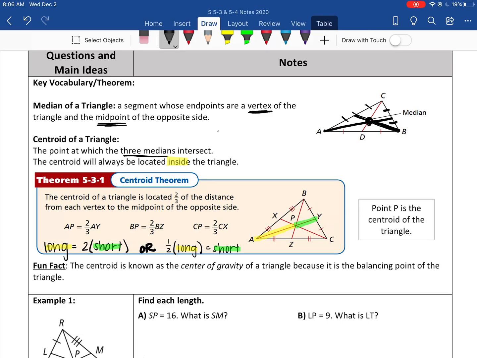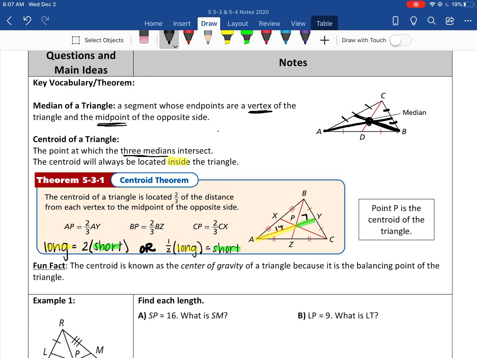So let's say we know that AP is 10. Well, I know that half of the long piece is equal to the short piece. That means the short piece is 5. And then vice versa, if I know that this short piece, let's say, is 7, then I know my long piece, the yellow piece, is double that size. So that means the yellow piece would be 14. Okay, so that's going to be the relationship that you deal with a lot more.